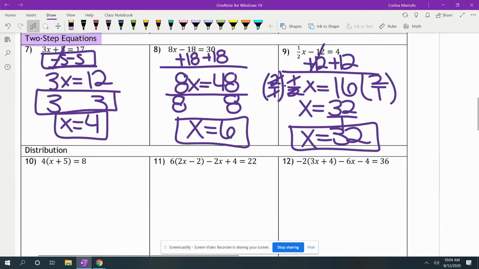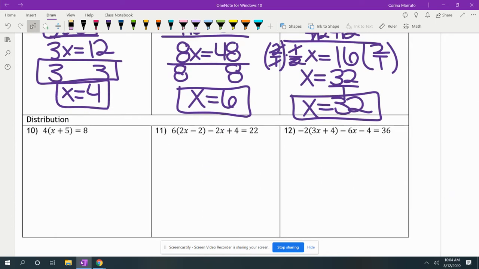All right, the next part, distribution. With distribution, we are going to have to distribute a number. For example, on the first one, we have this 4 in front of the parentheses, and then it's going to be x plus 5. So we have to distribute this 4 and multiply it times x and multiply it times the 5. So we're going to do 4x, and then 4 times 5 gives us 20, and it's plus 20 because of that plus sign right there. This is equal to 8. Now that we distributed, we're down to our two-step equation.